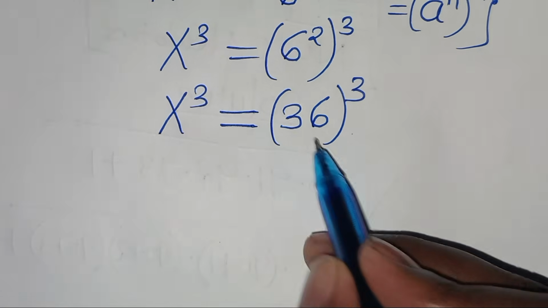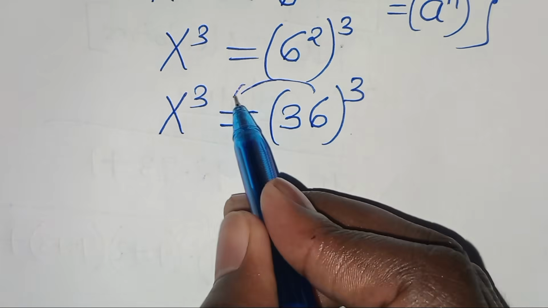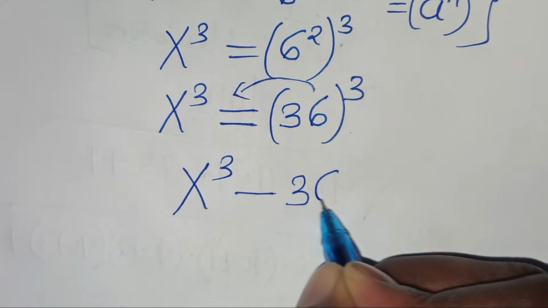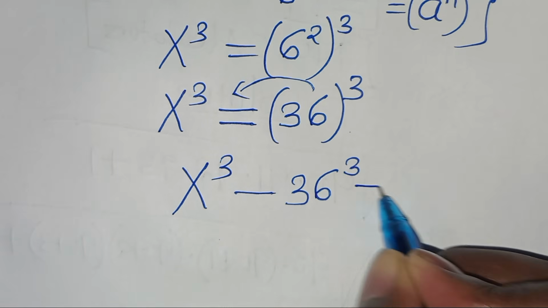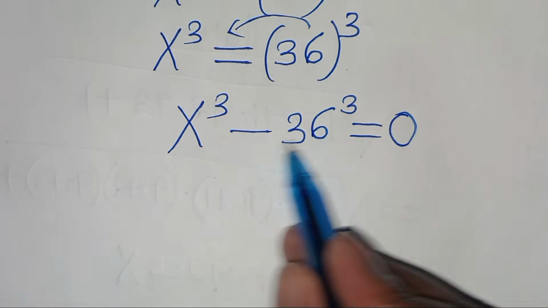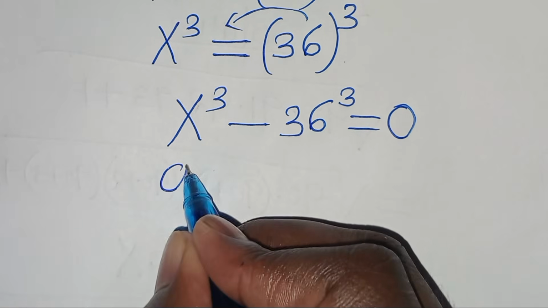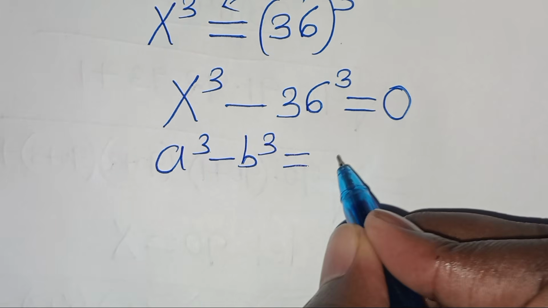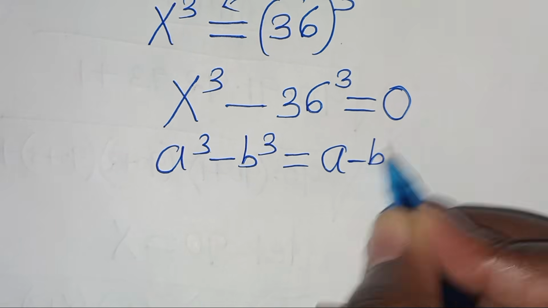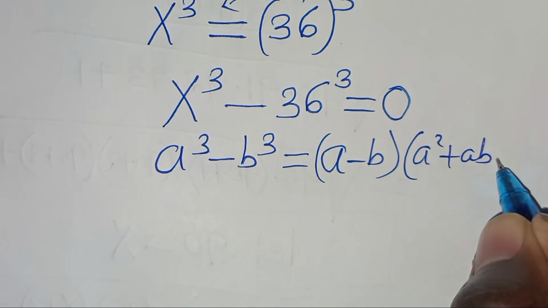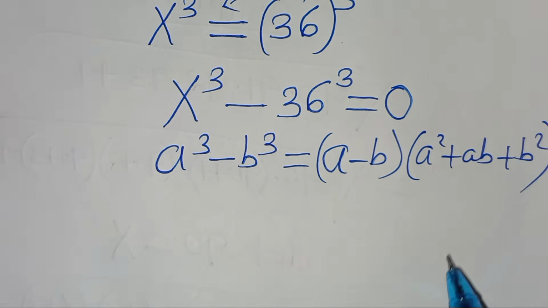The next step is to take 36 to the power of 3 on the left hand side. So this is x to the power of 3 minus 36 to the power of 3, which is equal to 0. So this is the difference of two cubes expressed as a to the power of 3 minus b to the power of 3, which we can express as a minus b, times a squared plus ab plus b to the power of 2.